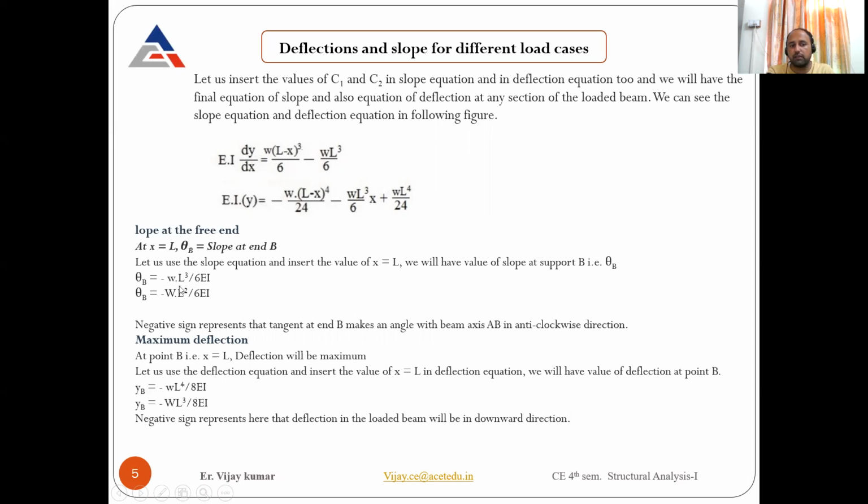After solution you will get the value of theta B, which will be equal to WL³/6EI, and the deflection will be minus WL⁴/8EI. These are the values we get after putting all the values into the equations. That's all about this particular case.